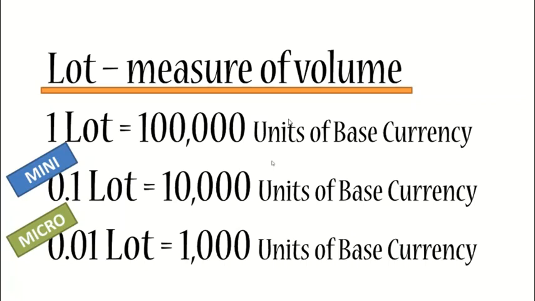A mini or micro account means you can order 0.1 lots or 10,000 units, or 1,000 units and above. You understand? Those are just the limits that they set for you. So whichever account type you wish to trade with, it's going to be based on lots. So let's talk more about lots.